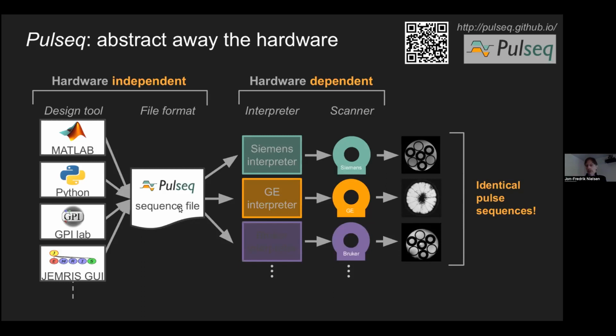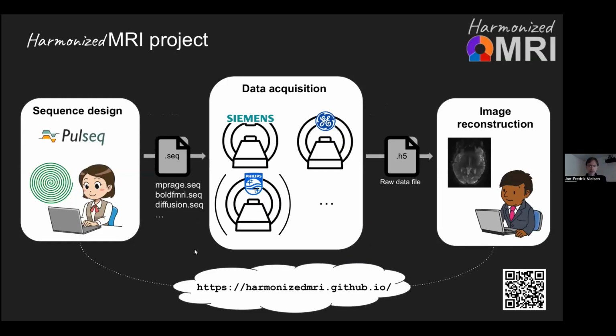Once you have it, the idea is to send that to an interpreter on different vendors and, quote unquote, just play it out. So that's the idea here. You completely separate the hardware independent part from the hardware dependent part. And this has been implemented on other systems like low field scanners and so forth. So this is meant to be very generic. And if I have time, I'll talk a bit more about the specific format later.